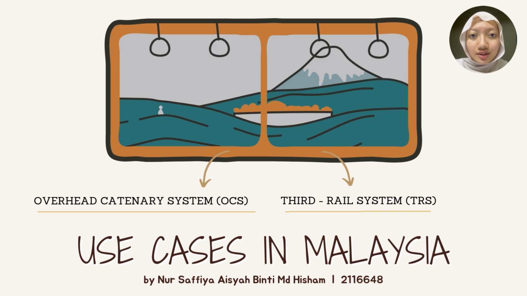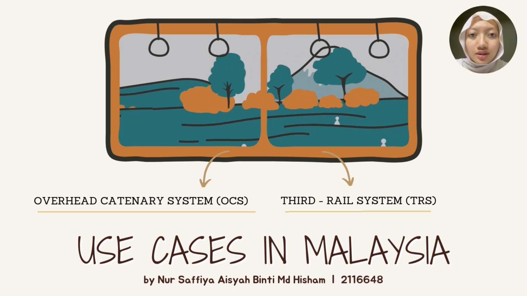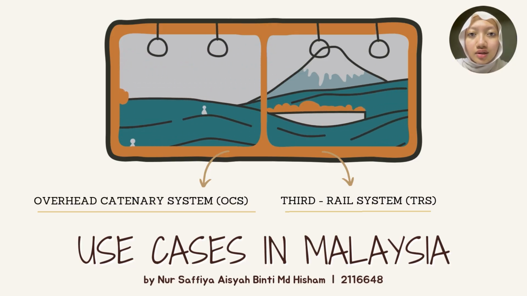Let's take a quick ride through how electric traction systems are actually used right here in Malaysia and how they impact our environment and safety. Use cases in Malaysia. In Malaysia, we use two main types of electric traction system: the overhead catenary system (OCS) and the third rail system.